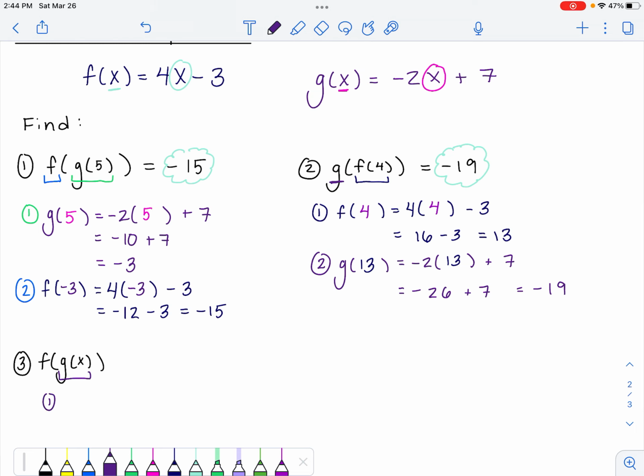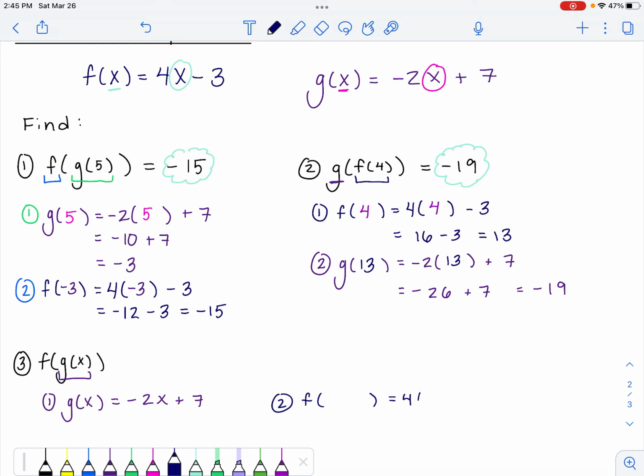And all I'm going to do here is write down what my g of x equation is. So it's negative 2x plus 7. And I'm going to plug that into my outside function. I'm just going to go over here to save some space, which is f. So my f equation, everywhere I see the x, I'm just going to put an open set of parentheses because that's where I'm plugging in.